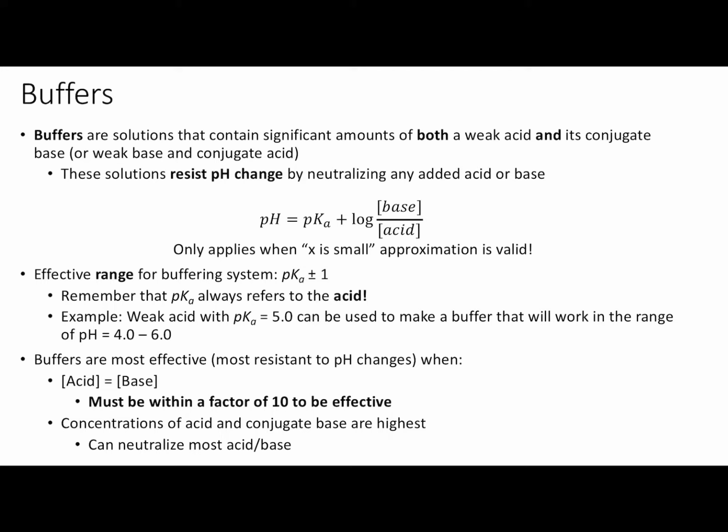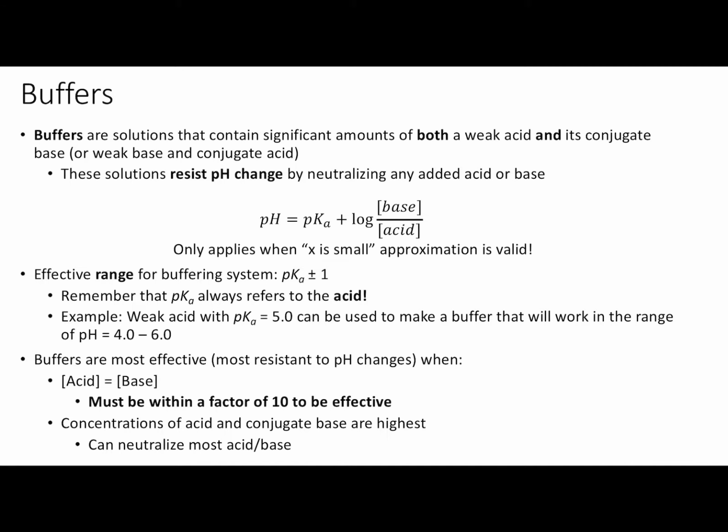The effective range for a buffer varies depending on which chemicals or substances are in the buffer, but generally speaking, a buffer is effective in a pH range plus or minus 1 of the pKa. So for example, if you have a weak acid in your buffer solution that has a pKa of 5, then that buffer is going to be effective at resisting changes in pH between the pHs of 4 and 6.